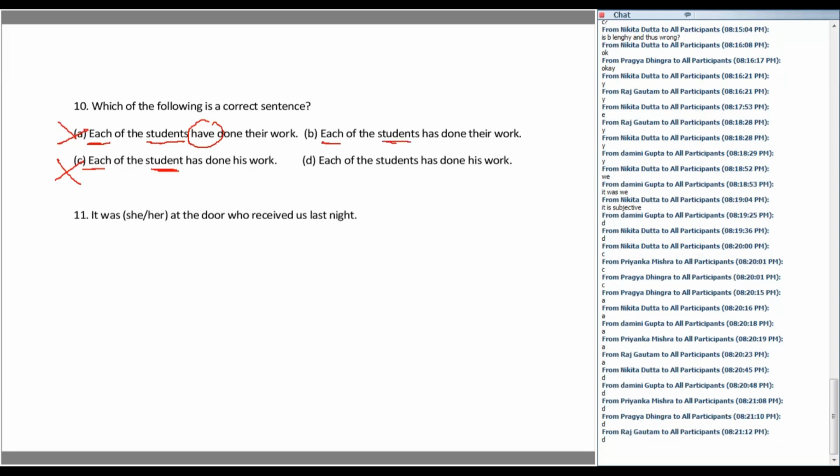Each of the students has, till now correct, done their work. Now this is singular. How can I use their? That is plural. Wrong. So answer is D. Each of the students has done his work. Yes, answer is D. Are you getting this? Why is it happening? Does anybody have any issue? Please ask.